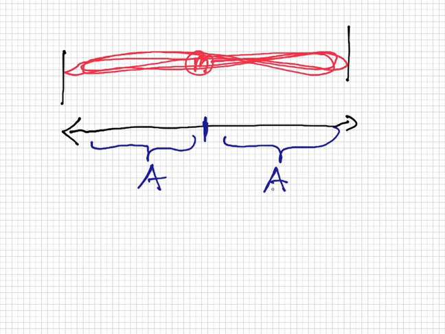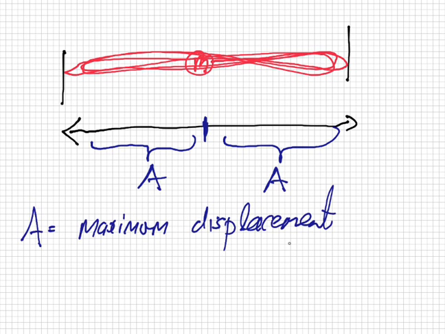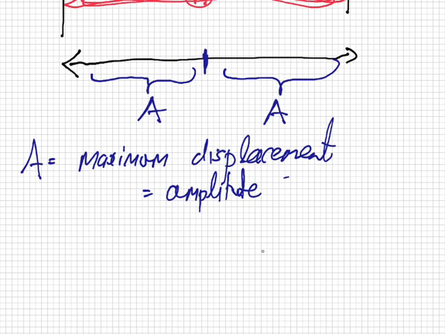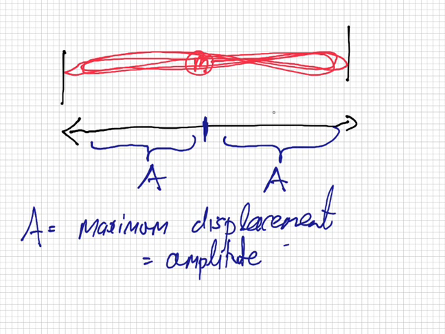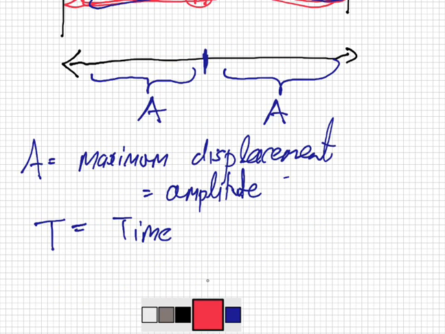It means the maximum it can be from the starting point. Maximum displacement, you're right. A equals maximum displacement, or amplitude. We also have some other formulas. We know what letter tells us how long this takes: T, so that's the time. Our first formula is F. What does the F equal?